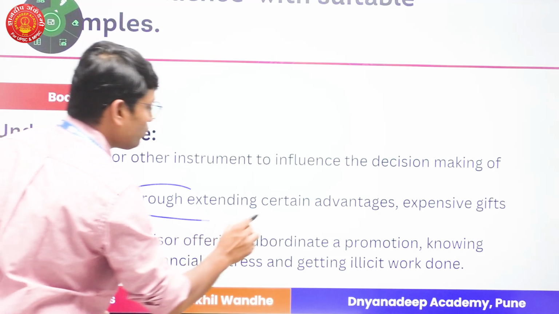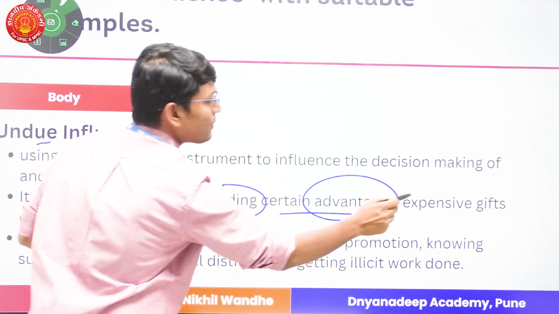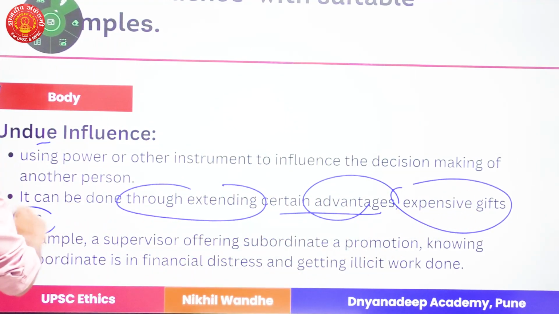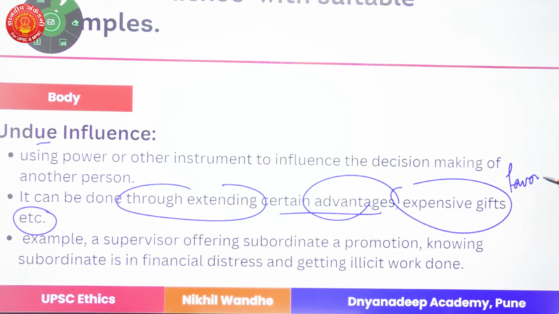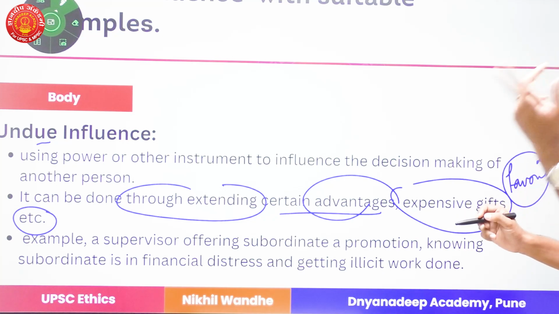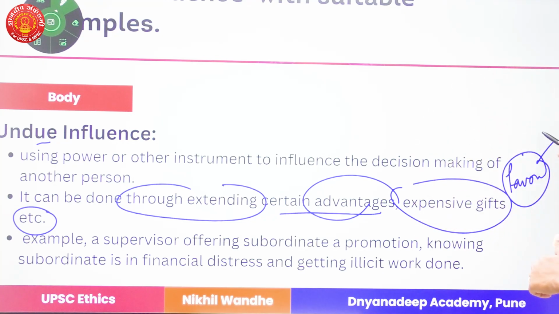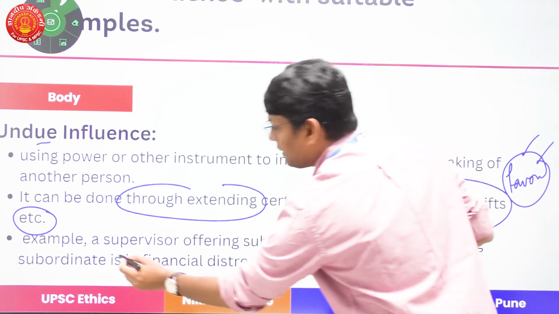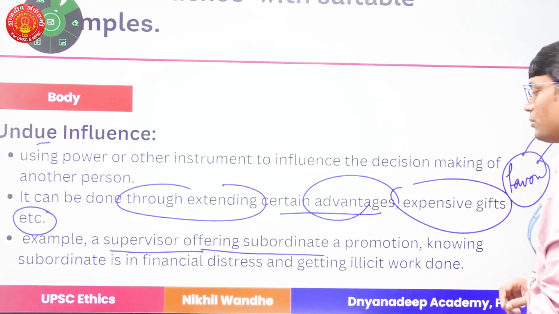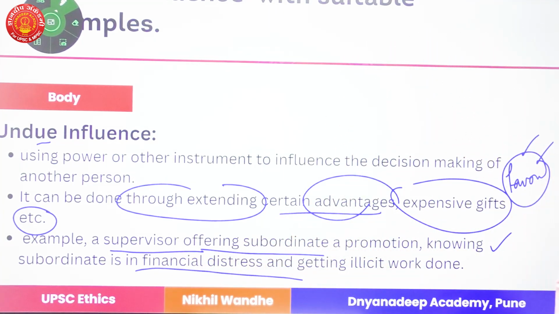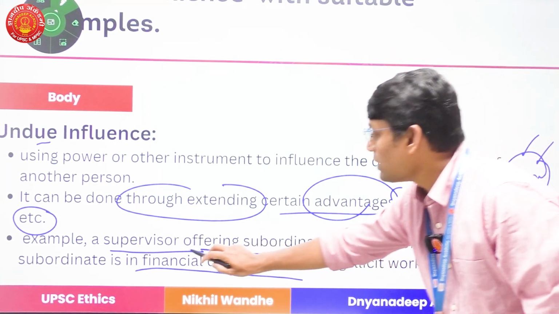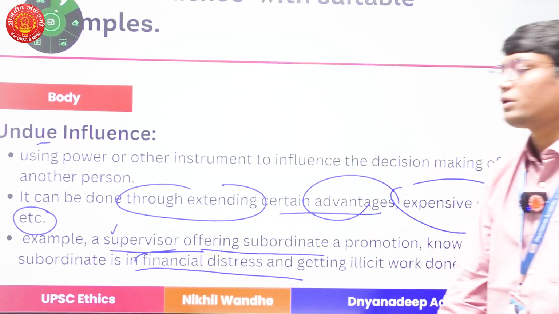It can be done through extending certain advantages such as expensive gifts or some favor. Some favor is given, right? Coercion, there was a threat. Undue influence, I have some favor for you. There is an example: a supervisor offering a subordinate a promotion, knowing the subordinate is in financial distress. But once I do this, once I offer you a promotion.